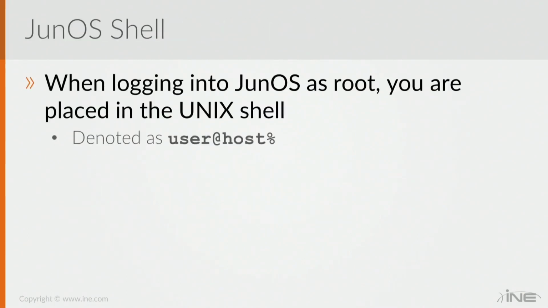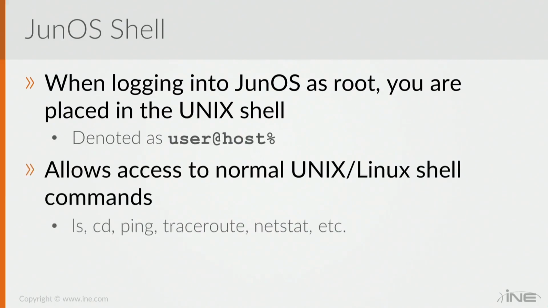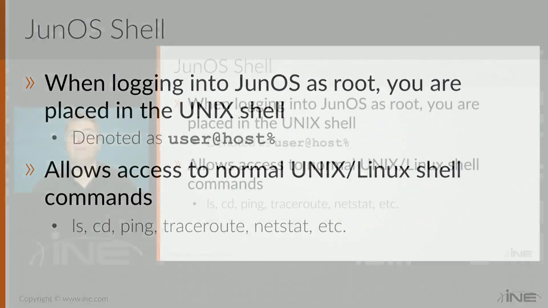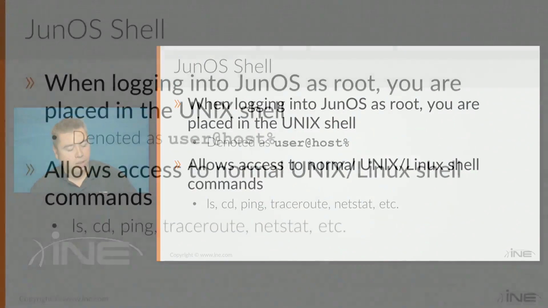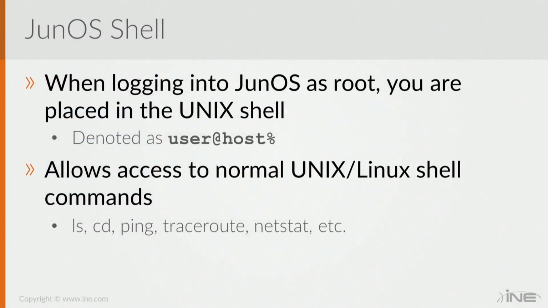Now, the shell, as we saw, is where we're first placed when we log into the box. So we log in as the root user. This is going to place us into the Unix shell where we can run normal Unix commands like listing the directory, changing the directory, ping, traceroute, netstat. So basically, underneath it is a Linux box. It's based on BSD code, I believe. So normal verifications of the system, you can do that from the Unix shell. Now, from our point of view, we're mainly going to be focusing on the CLI, not the Linux that's running underneath behind the scenes.